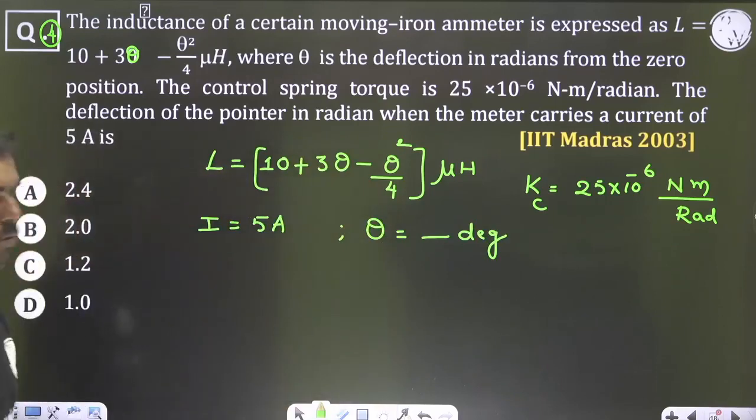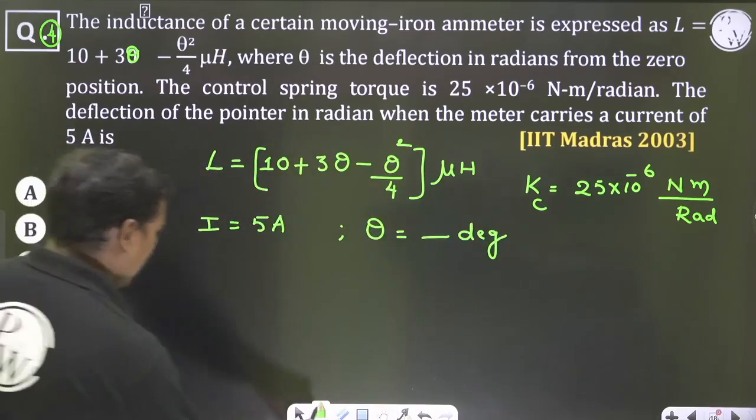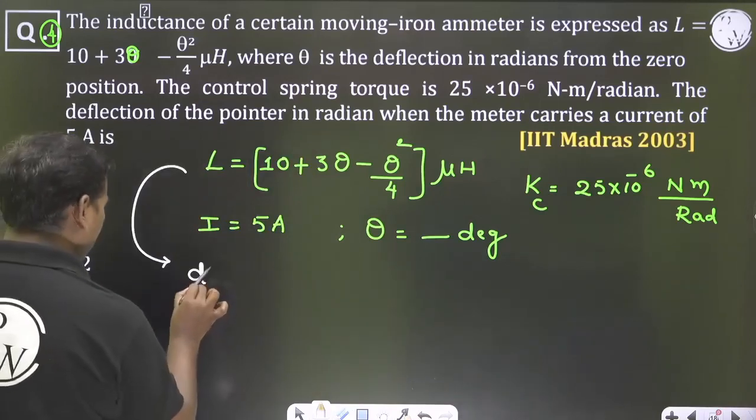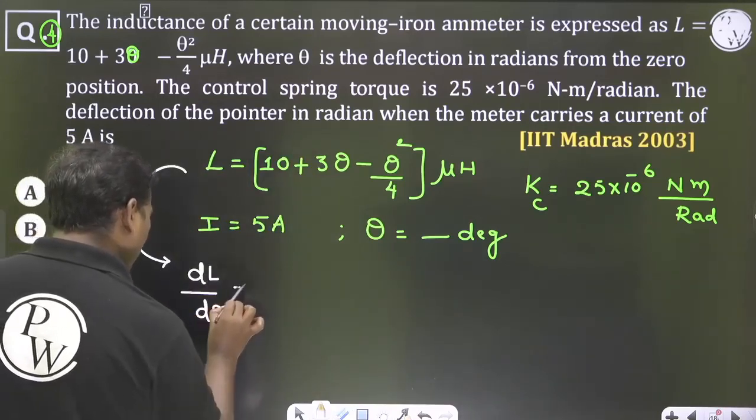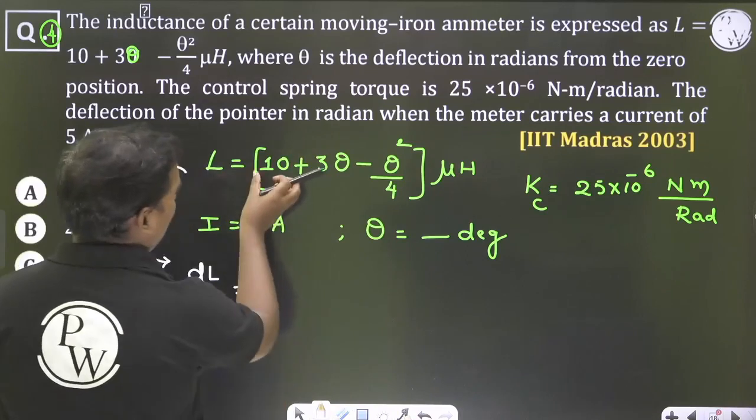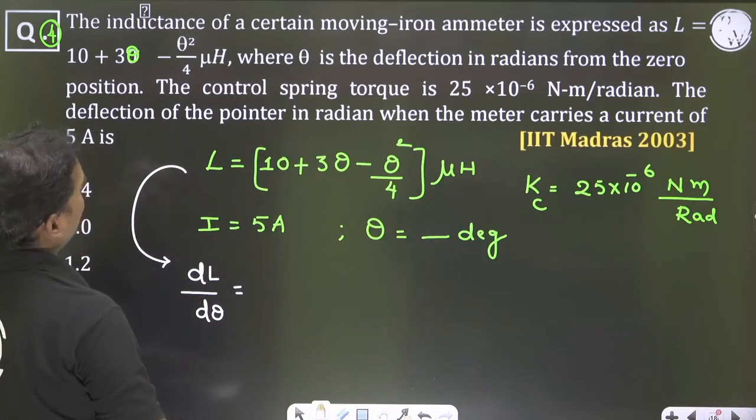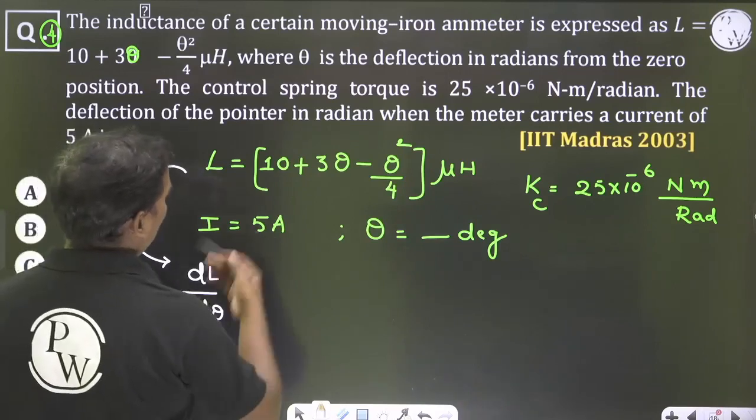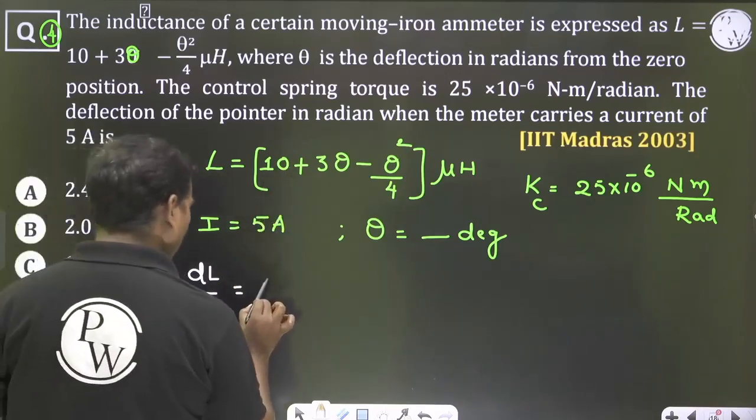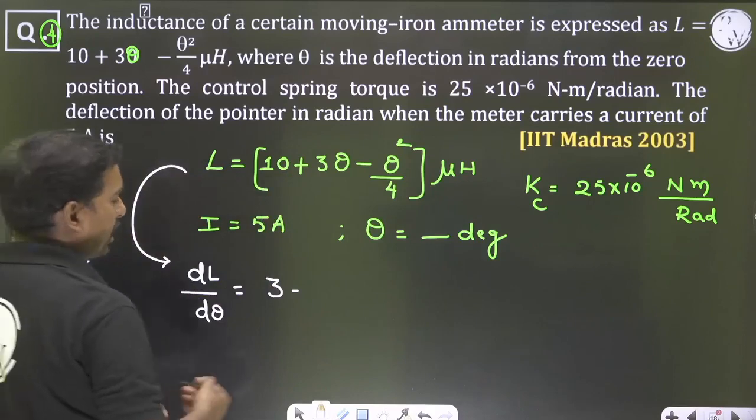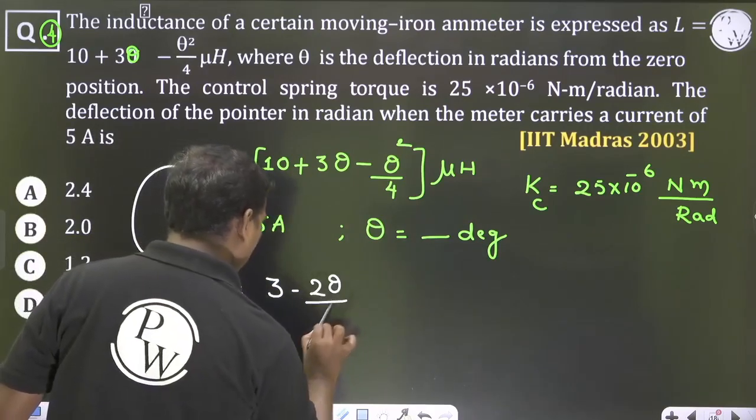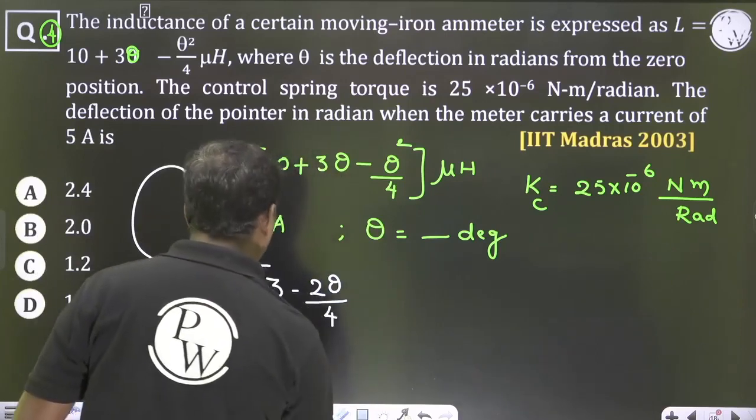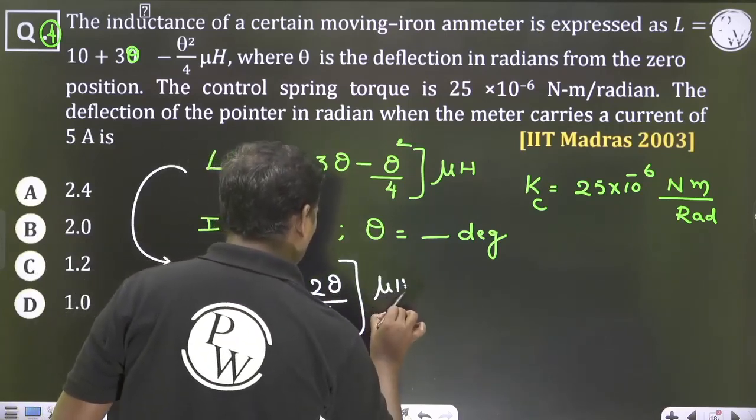So how to solve this question? Before solving, let me first take dL by d theta, because we need dL by d theta. The derivative of 10 plus 3 theta minus theta square by 4: the derivative of 10 is 0, of 3 theta is 3, and of theta square by 4 is 2 theta by 4. That is microhenry per radian.